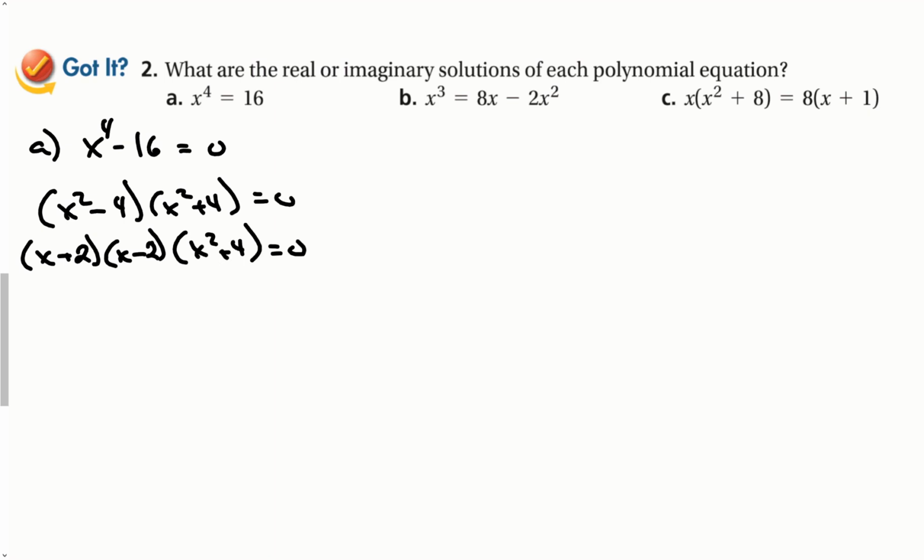Set those all equal to 0. And so we get x is equal to, you didn't even have to do this. You could have just set them equal to 0 right there. That's going to be plus or minus 2. And for this one, it's going to be plus or minus 2i.